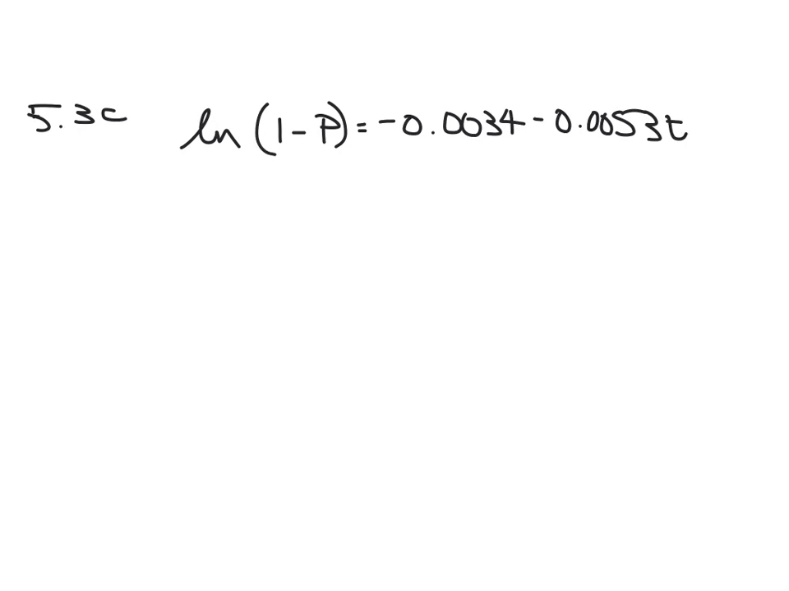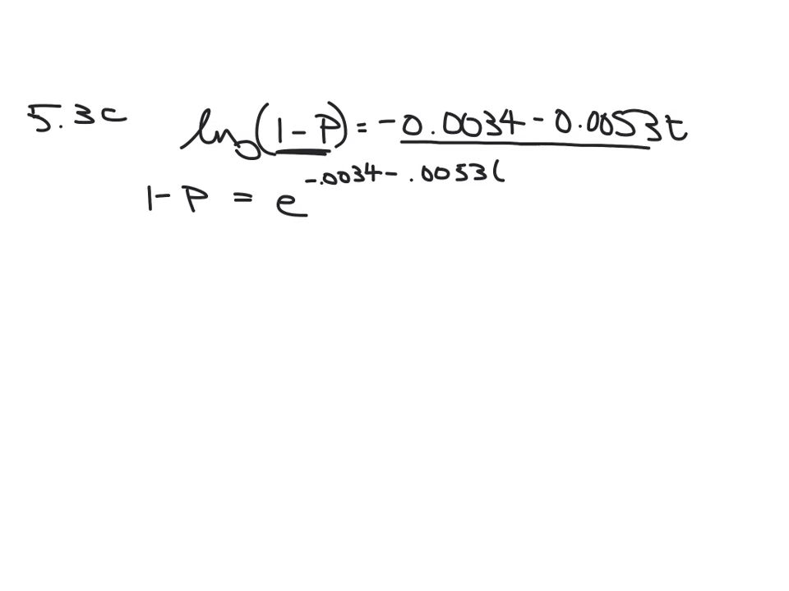Alright, so first of all, let's go ahead and write this in exponential form. Let's get rid of the logarithm here. So we have this, 1 minus P equals, remember, it's a natural logarithm, so it's going to have e for the base, and then we're going to have this whole kit and caboodle on our exponent. Okay, so we just changed it to exponential form, and now we're going to solve for P.